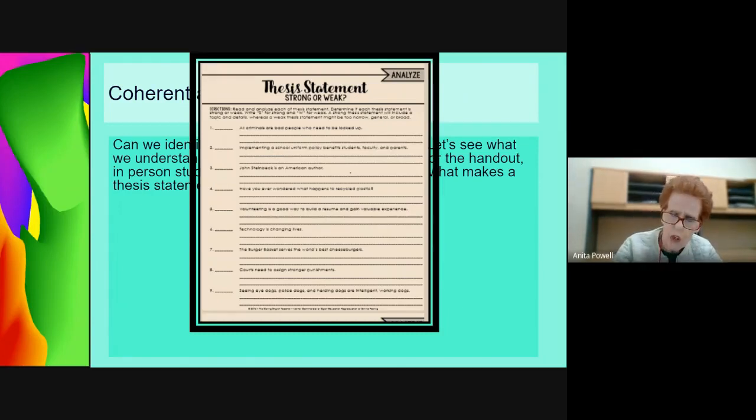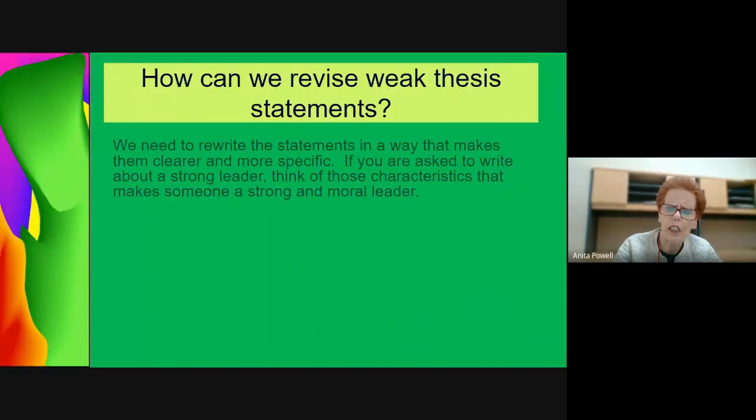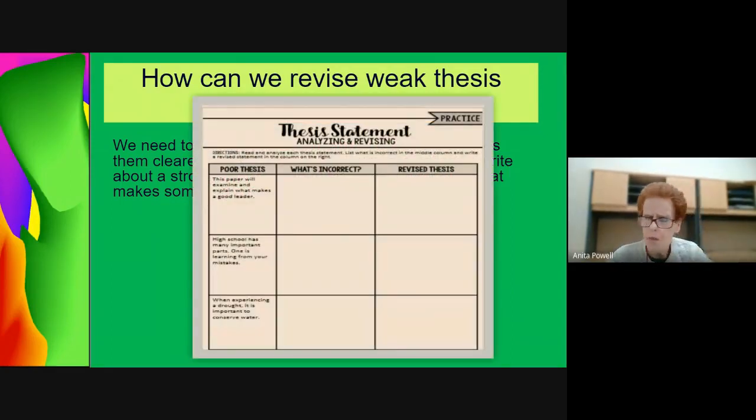letting you use what you consider. Okay, how do we revise some weak thesis statements? We need to rewrite the statements in a way that makes them clear and more specific. If you're asked to write about a strong leader, think of those characteristics that make someone a strong and moral leader. Okay, let's look. This paper will examine a good leader.